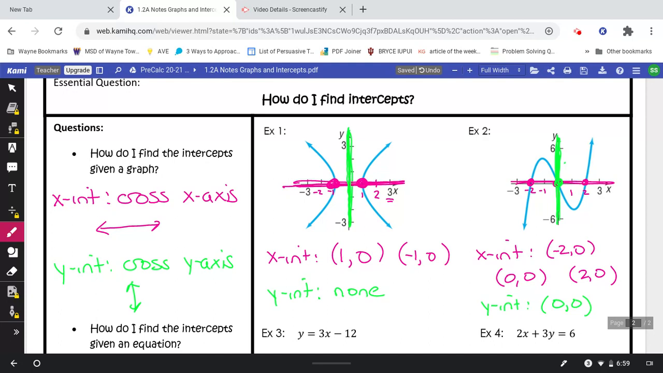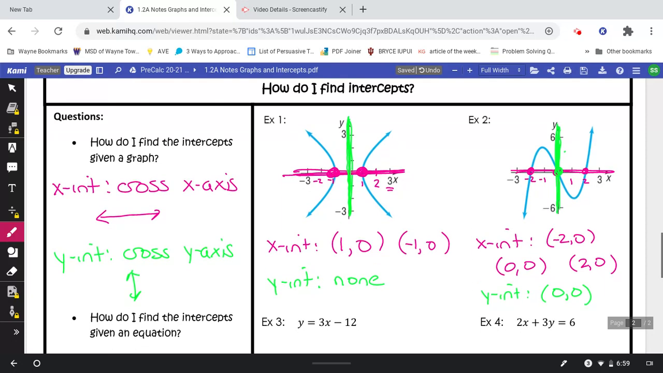So if you're looking at a graph, all you have to do is look horizontally and vertically and write the ordered pairs down where they cross.